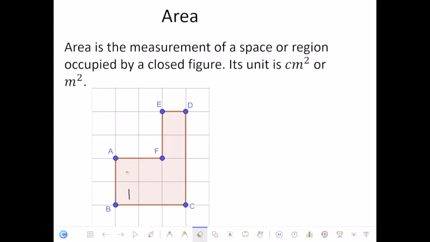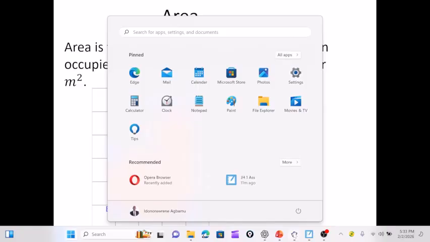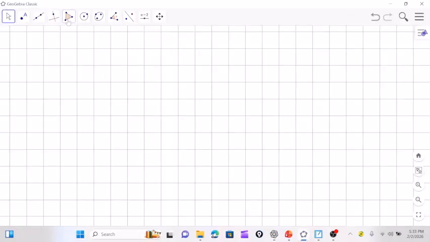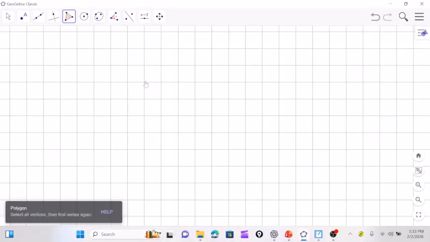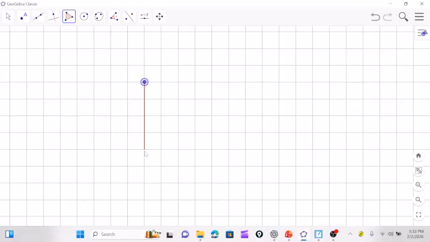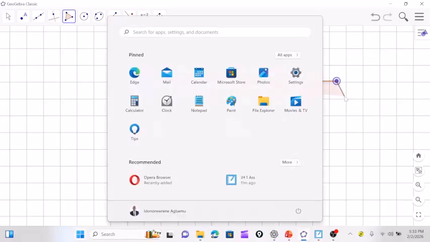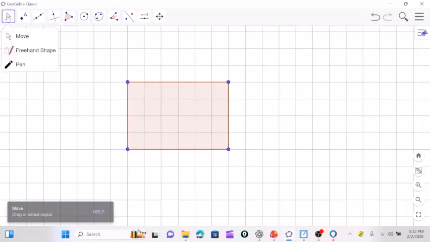If you want to understand area very well, let me use this GeoGebra applet to explain it. So this is an applet. Let me get a shape. Let's take rectangle for example. Let me undo this. Okay, let's get rectangle. If I have something like this, you see this is a rectangle. So what area simply means is this.